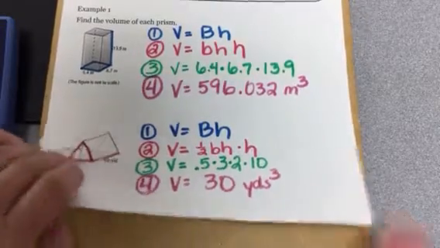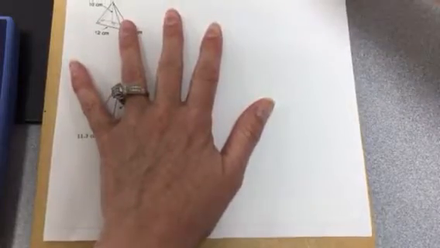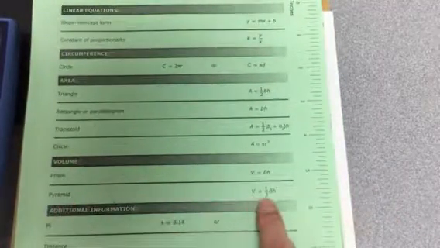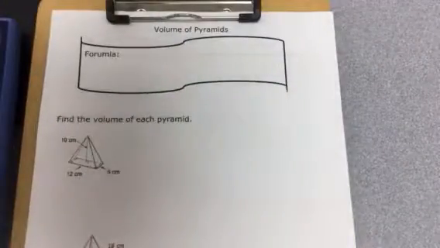Okay, now we can move straight on into the volume of pyramids. So we'll turn your paper over and go to the other side. The volume of pyramids. Let's go to our formula chart. We need to write down the formula. Volume of a pyramid is 1/3 area of the base times the height.